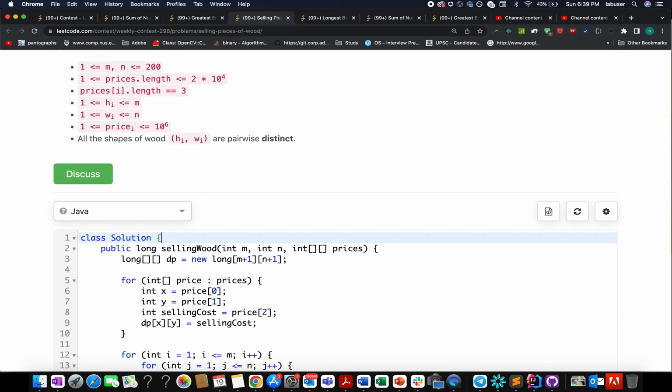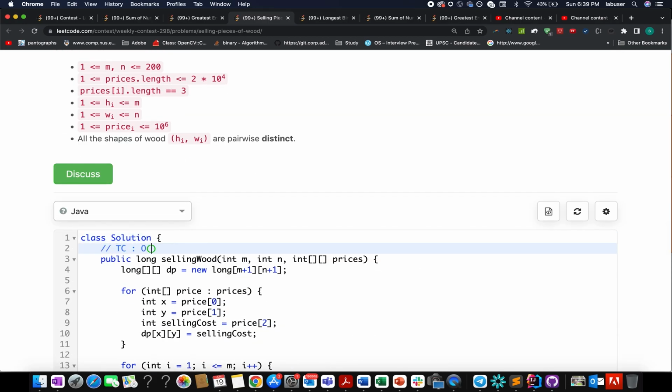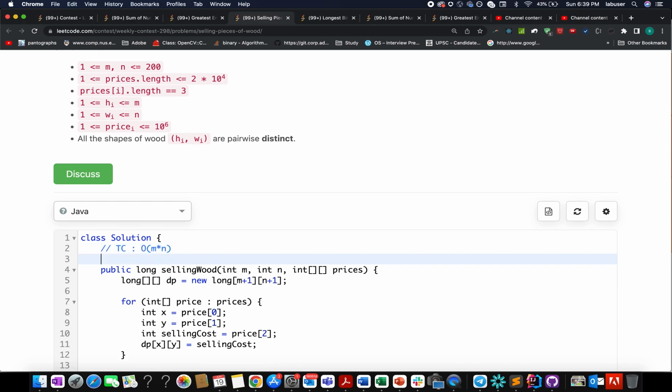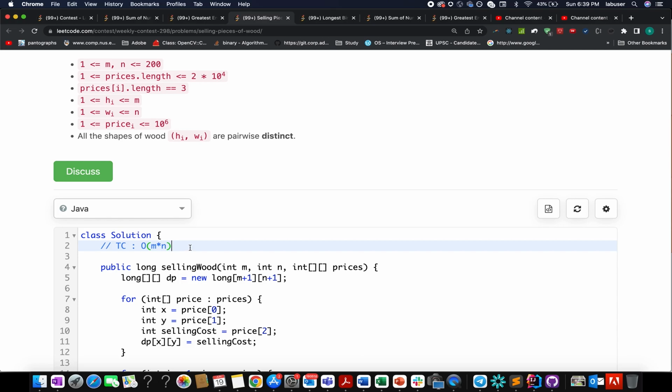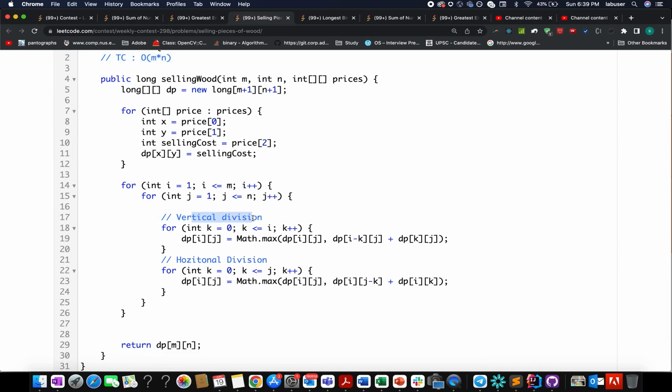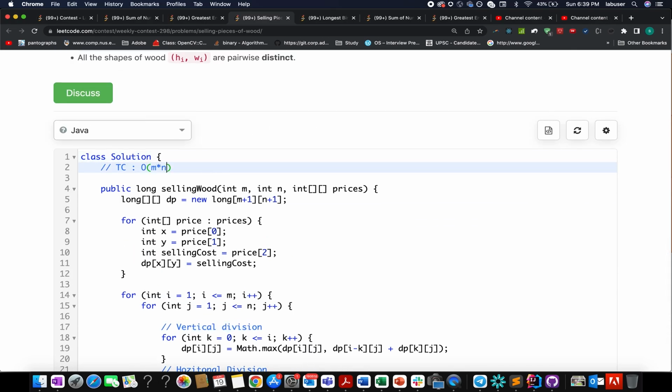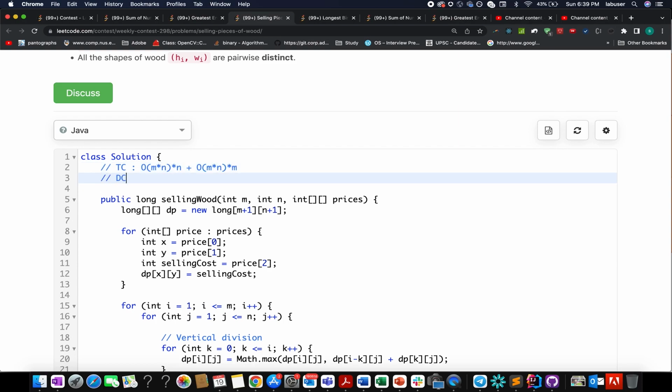Accepted. The time complexity of this approach is order of m cross n into n, because we are considering all possibilities of division and vertical division, and similarly order of m cross n into m. The space complexity is order of m into n.